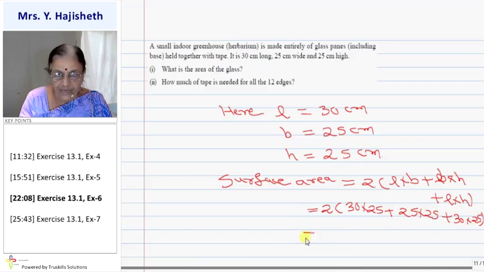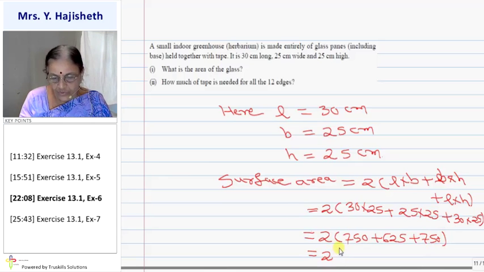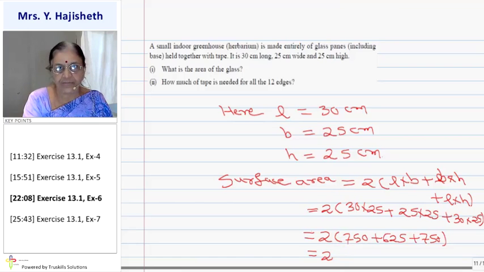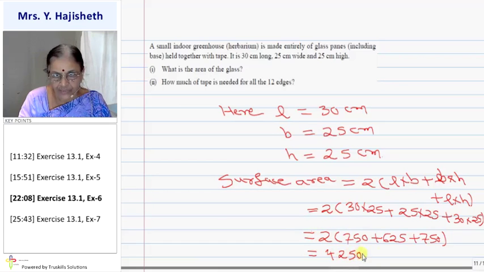So it is 2 times 750 plus 625 plus 750. So altogether my answer is 2 times 2125. Total answer, I am directly writing. It is 4250 centimeter square. Okay. This is the total area.